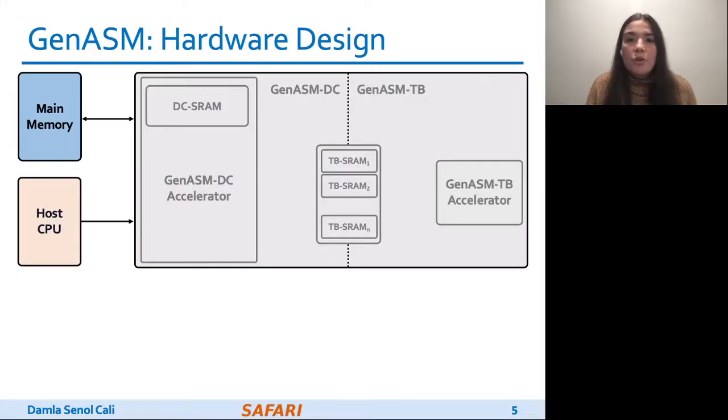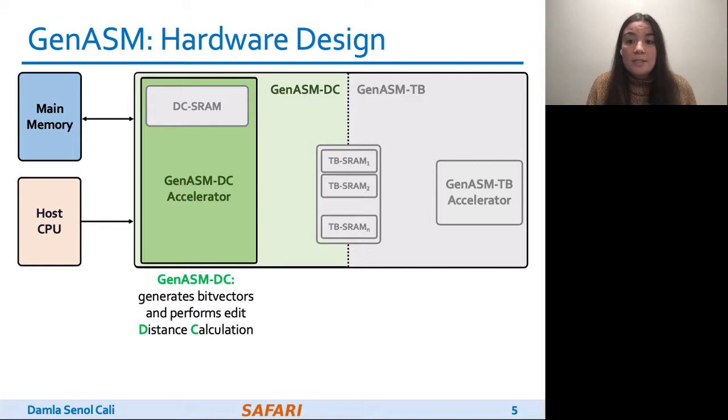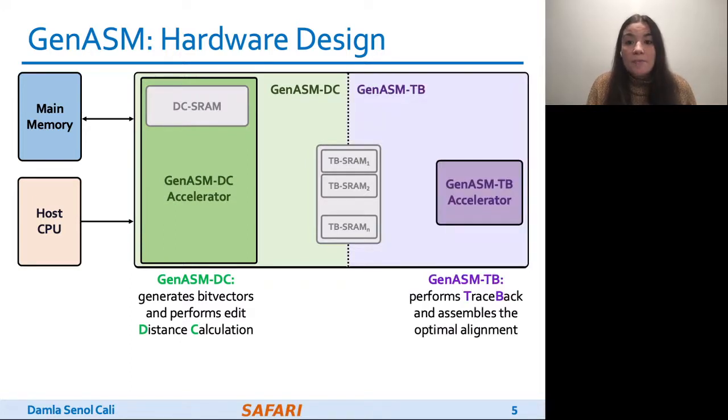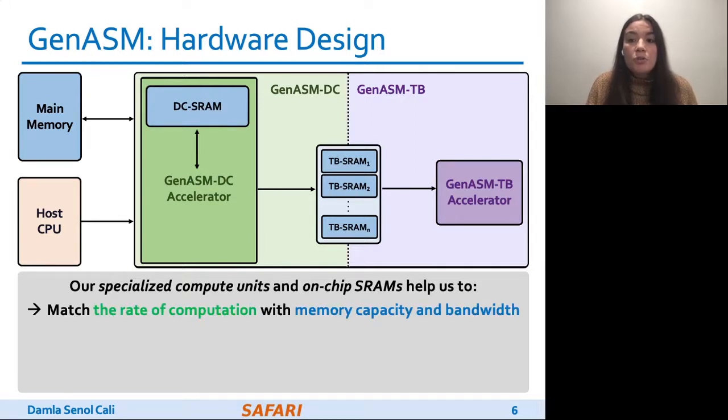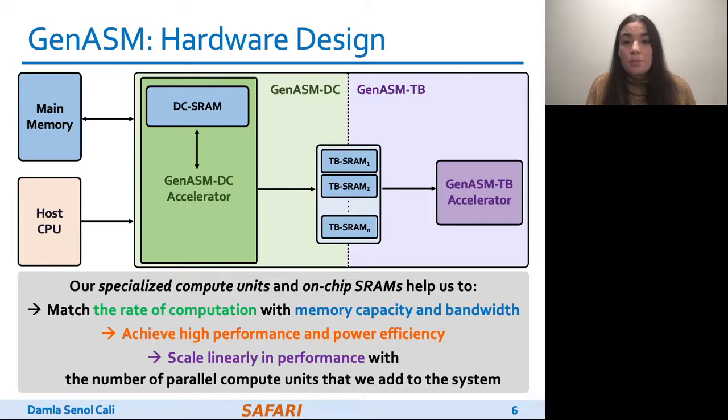Our co-designed hardware consists of two components. First, GenASM-DC, which provides hardware support to efficiently execute our modified BiTAP algorithm to perform distance calculation. And second, GenASM-TB, which provides hardware support to efficiently execute our novel traceback algorithm to find the optimal alignment. GenASM also has two types of SRAM buffers, DC-SRAM and TB-SRAMs. Our specialized compute units and on-chip SRAMs help us to match the rate of computation with memory capacity and memory bandwidth, achieve high performance and power efficiency, and also scale linearly in performance with the number of parallel compute units that we add to the system.